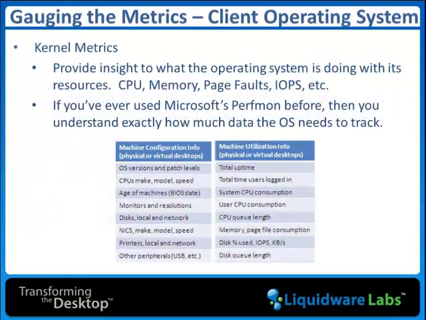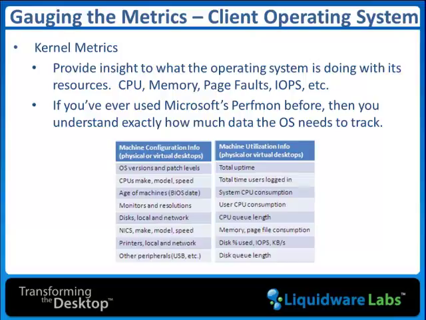Now, the first one we're going to talk about is kernel metrics, because these are obviously the largest ones that we have to talk about. These provide insight into what the operating system is doing with its resources, including CPU, memory, page faults, read and write IOPS, context switching, memory, devices plugged into the system, display diagnostics, all kinds of interesting information.